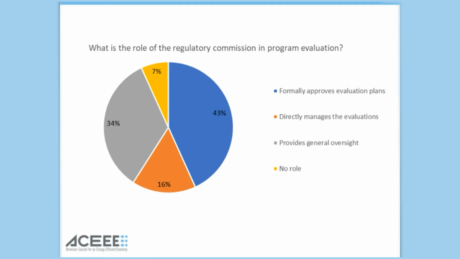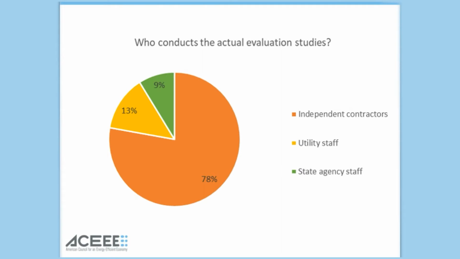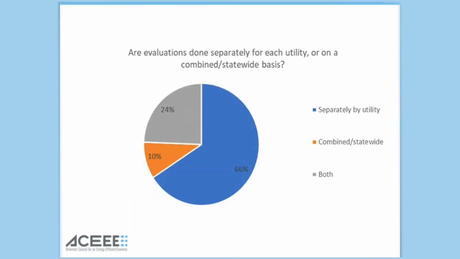And this is probably no news to many of you: who actually conducts the evaluations? Close to 80% are independent contractors. So there's definitely a well-established practice of professional evaluators who perform most of this work, and then a small number by utility staff or state agencies. And then the question: are evaluations done separately for each utility within a state, or is there some kind of combined statewide basis? Again, 2/3 here, it's separately. Each utility is responsible for their own evaluations. Some are statewide, but again, I think that steers towards those states that have some kind of statewide program or statewide coordination of programs.